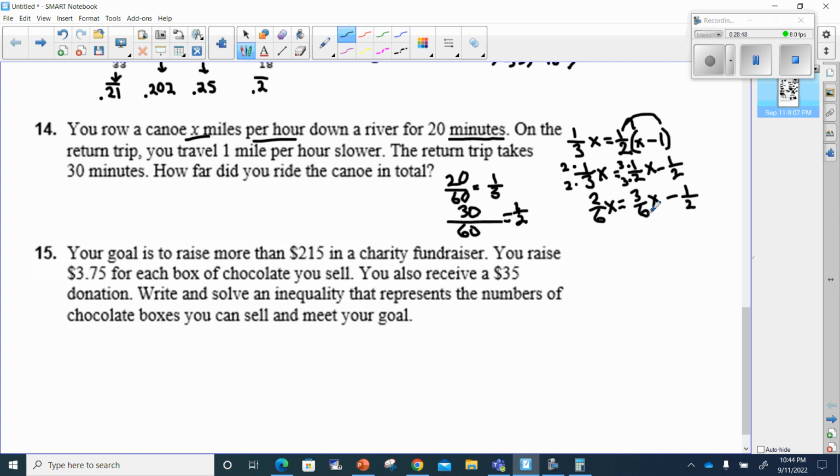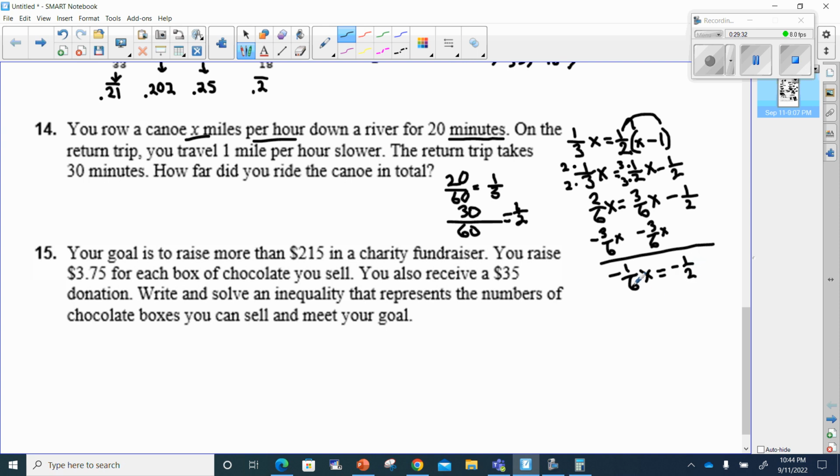And now, this is going to be bigger, so I would have to bring this over here, so this would be a -3/6x over here. And 2/6 minus 3/6, well, different signs, so we find the difference. Big number minus small number, 3 minus 2 is 1, so that would be 1/6, and we keep the sign of the bigger number. -1/6x, right, is going to be equal to -1/2.